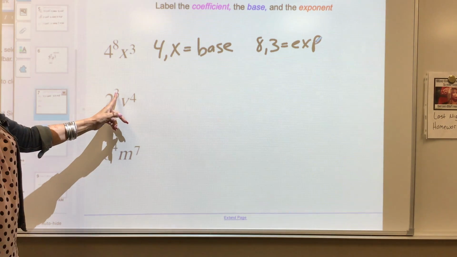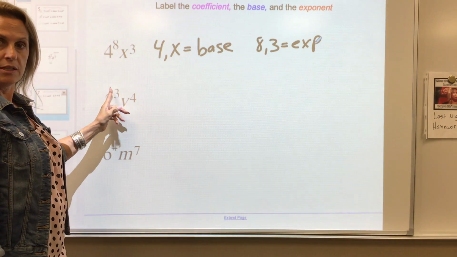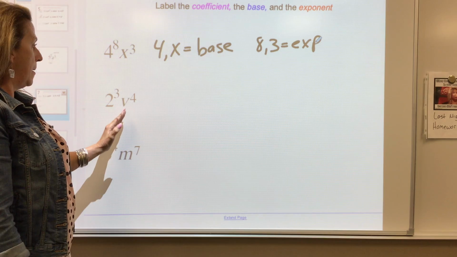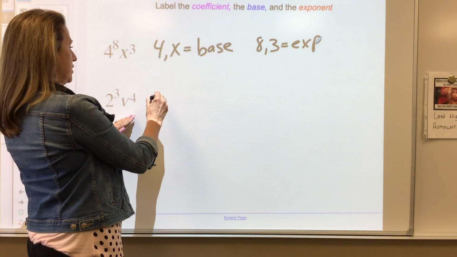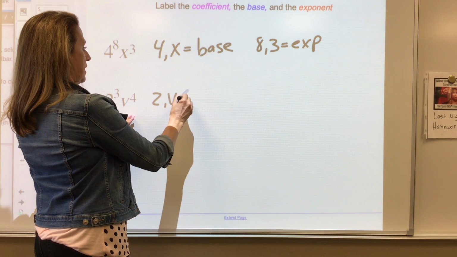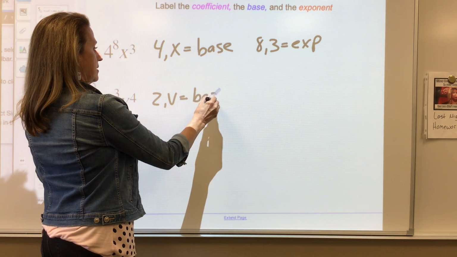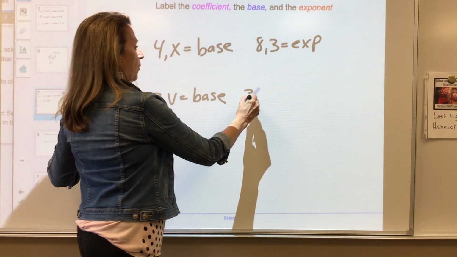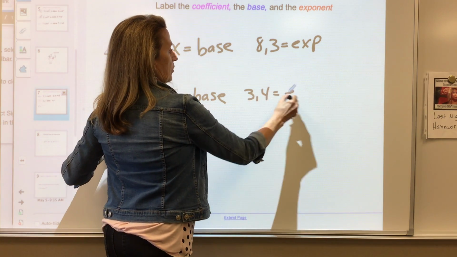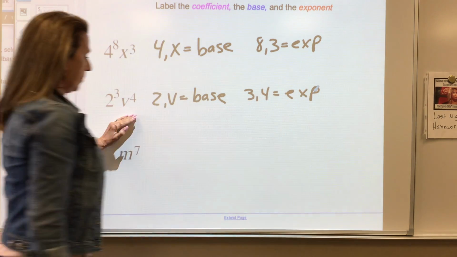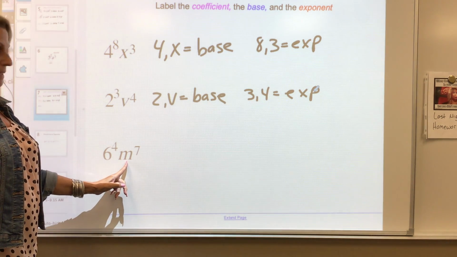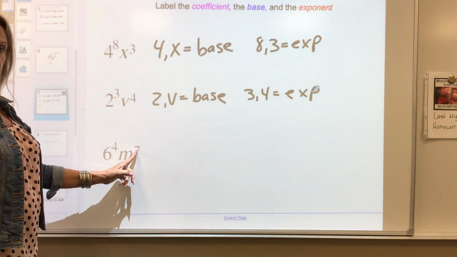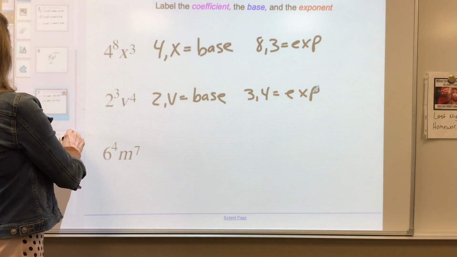2 has an exponent, so it becomes a base. And v has an exponent, so it is also a base. Again, no coefficients here. 2 and v are both bases. And the 3 and the 4 are both exponents. Same thing down here. 6 and m are bases, and 4 and 7 are exponents.